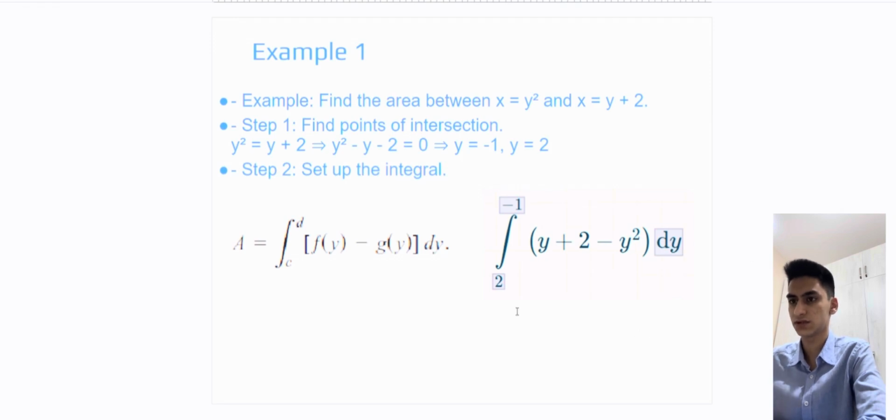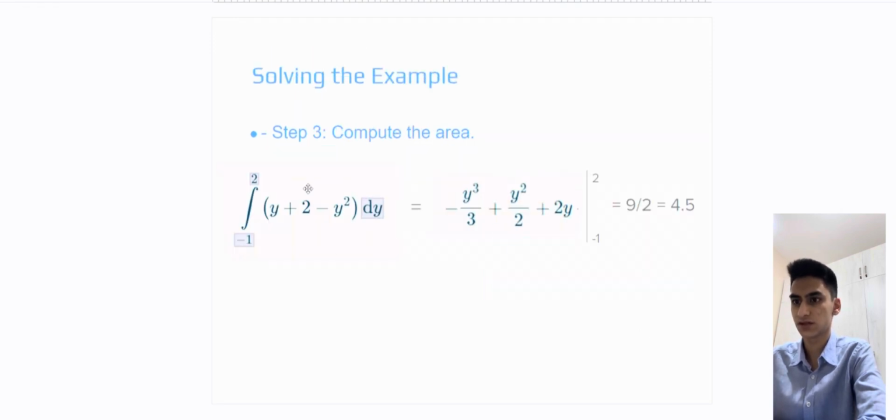Now we should calculate it. The antiderivative of this is negative y cubed over 3 plus y squared over 2 plus 2y. Now we plug in 2 and -1 and subtract them, and we get 9 over 2, which is 4.5.